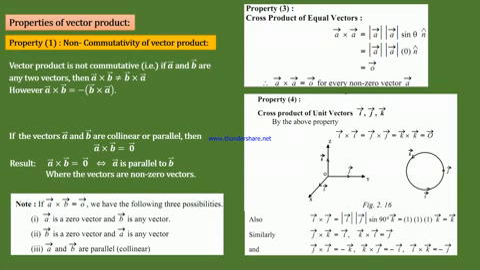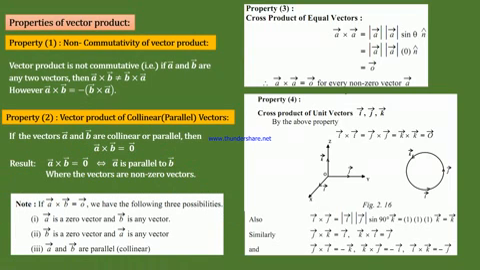Okay, no problem. Property 1, property 2, property 3 and property 4 we are going to see, one by one. Property 1 is the non-commutativity of the vector product. The vector product is non-commutative, whereas the scalar product is commutative. A vector dot B vector is equal to B vector dot A vector, but the vector product is non-commutative, because A vector cross B vector cannot be B vector cross A vector, but it can be the negative of B vector cross A vector.